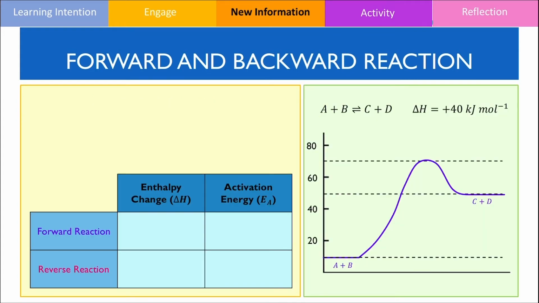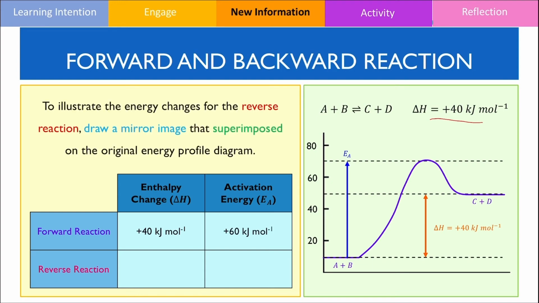Occasionally, you'll be asked to either draw or interpret the activation energy or the change in enthalpy for the forwards and reverse reaction. Questions will typically give you the energy profile for the forwards reaction, and from that, you should be able to work out what is the enthalpy change and activation energy for the reverse reaction. In this example, we know that the forwards reaction is endothermic in nature and has a delta H value equal to positive 40 kilojoules per mole. The activation energy for the forwards reaction can be found by subtracting 70 with 10, giving us an answer of positive 60 kilojoules per mole.